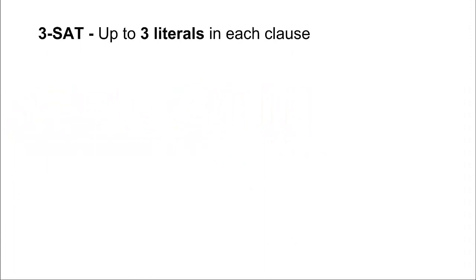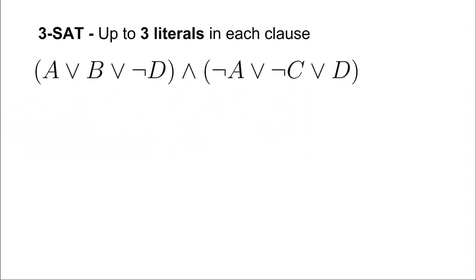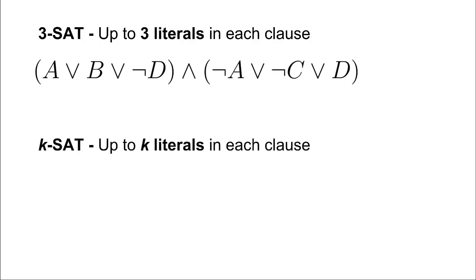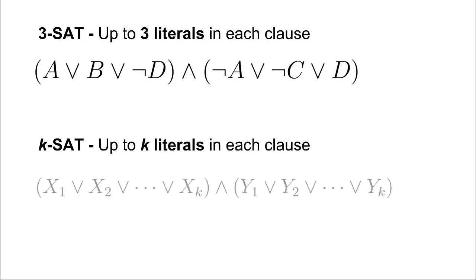A different form of this problem might be 3-SAT, where we're allowed up to 3 literals in each clause. For example, this statement here. The generalization is what we'll call k-SAT, where there are up to k literals in each clause. In particular, we're interested when there are exactly k literals, or for 3-SAT, when there are exactly 3 literals in each clause.